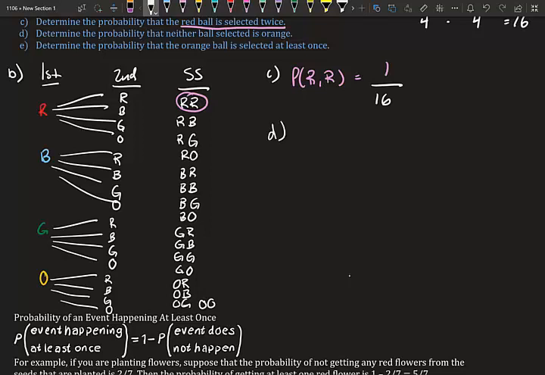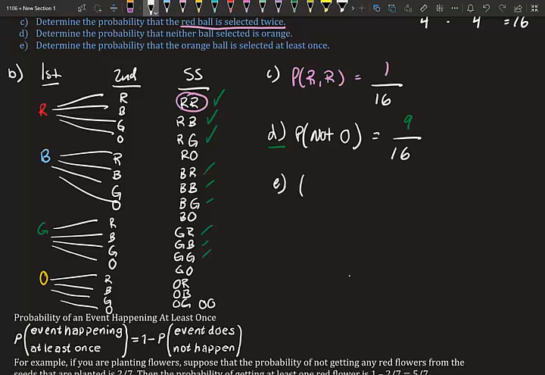Determine the probability that neither ball selected is orange. So we want to look for everything that has no orange. So anything that is not O. And remember, we have 16 possibilities. So anything without an O. That doesn't, that doesn't, that doesn't. This one, this one, this one. That one, that one, that one. That's it. So I have 9 that are not orange. So 9 out of 16 cannot be orange.